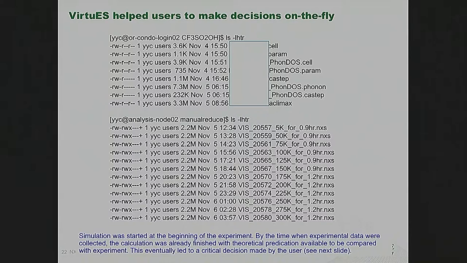An example of how we have used this before is an experiment that was done on a relatively large system, and we started doing the simulation at the beginning of the experiment. So while the experiment was being collected, the calculation was essentially finished, and we can check our theoretical predictions against the experimental data, and that essentially allows us to decide what's going on and try to understand. One should never forget that whatever we do with computer modeling is always an approximation. It's always a model. It is not reality.